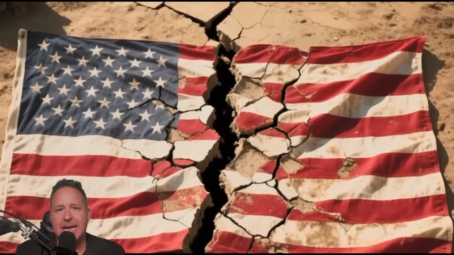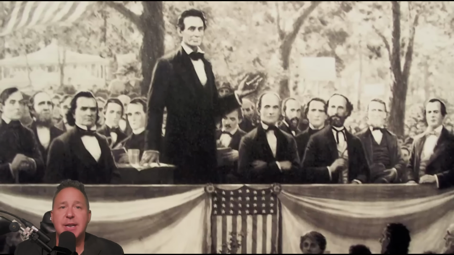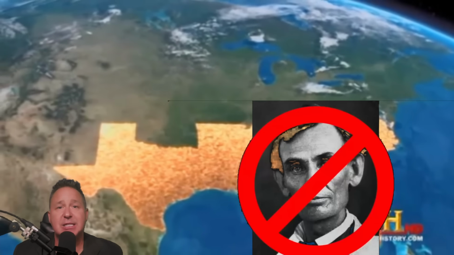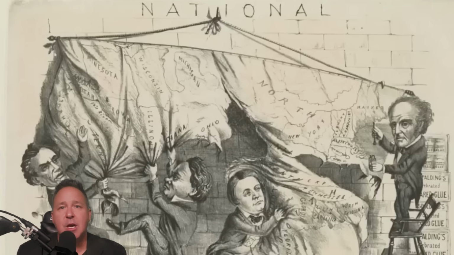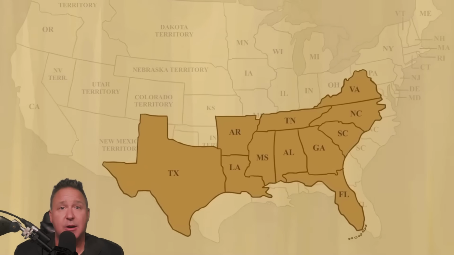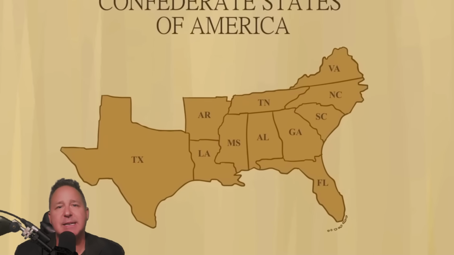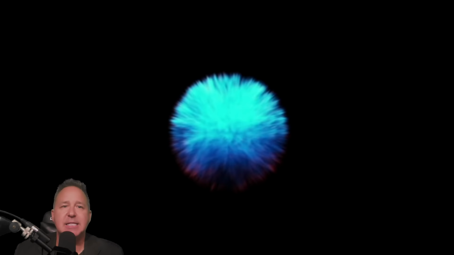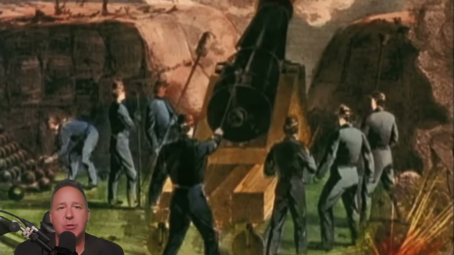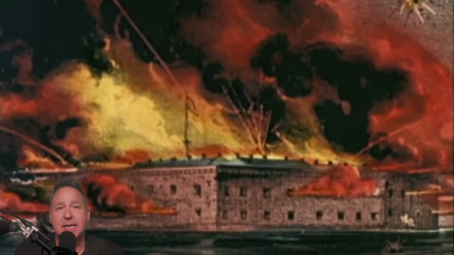Then came the breaking point. Lincoln was elected on the anti-slavery expansion platform of the new Republican Party, and many Southern states believed this threatened slavery's future. So Southern states began to secede, meaning they left the United States, or the Union as it's called, and they formed the Confederate States of America with Jefferson Davis as president. Finally, the Civil War began when Confederate forces fired on Fort Sumter in South Carolina in April of 1861.